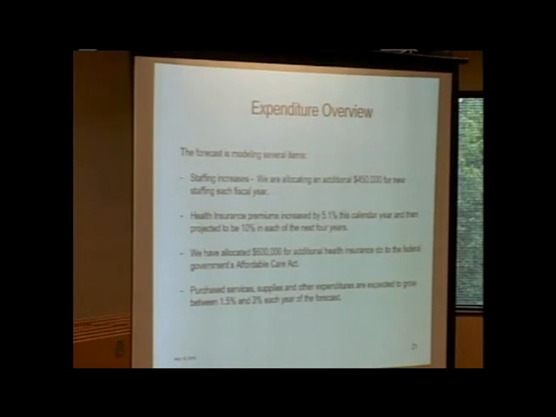Expenditure overview, staffing increases. Again, we're allocating 10 additional teachers in each year of the 5-year forecast. Health insurance premiums increased 5.1%. The allocation of $600,000 for additional health insurance, we ended up paying about $300,000 to the Affordable Care Act as a fee to be part of that. So we didn't pay the 600, we paid about 300,000 of that.